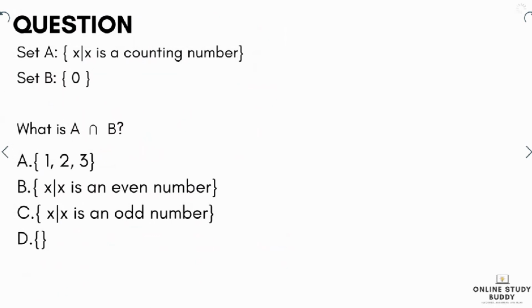So for our last item, we must determine A intersection B. So set A is a set of all x such that x is a counting number, while set B contains the element 0. So ilista natin kung ano yung elements of set A. So it contains counting numbers. So let's start with 1, 2, 3, 4, and 5, and it goes on. So what is the intersection of set A and set B? The answer is D, null set. So remember that null sets can be represented with empty curly brackets.